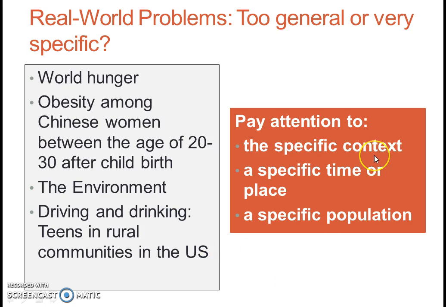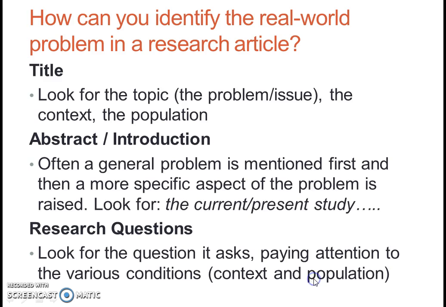So again, we want to look for a specific context, a specific time or place, and a specific population. So how do we do that? What do we need to look at in a research article? Well, we start from the title. We look for the topic, which is often the problem or the issue, and we look for the context or the population. We use the abstract and the introduction because many times they mention a very general problem like world hunger or drinking and driving, but then we have to look for something more specific.